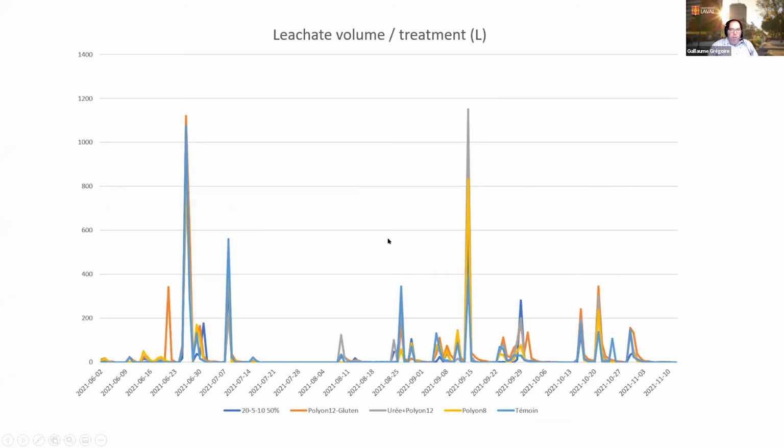So I have some preliminary results, mostly on the leachate volume, because I only got my sample analysis just this morning, so I didn't really have time to look at the actual nitrate content in water. But just regarding leachate volume, this is for the different treatments over time. You can see that we have some peaks that usually correspond to high rain events. So I don't think we needed to irrigate our plots this year. Rain was sufficient to provide good turf growth.